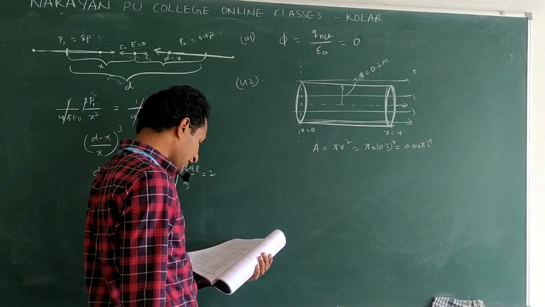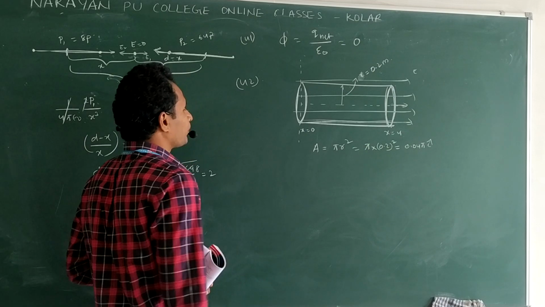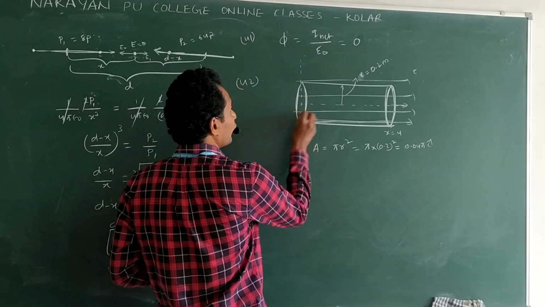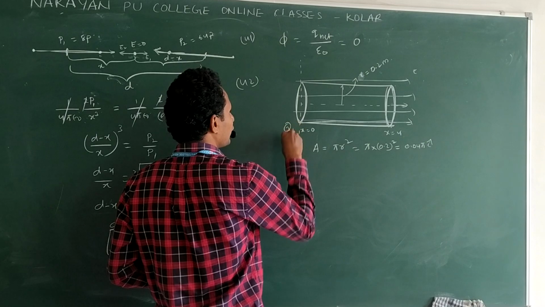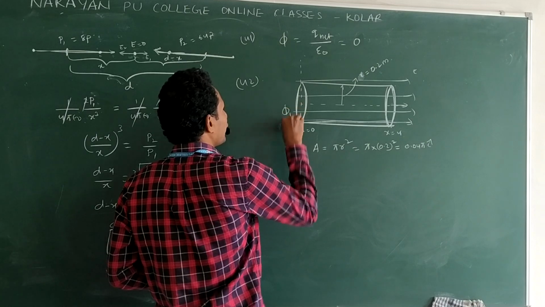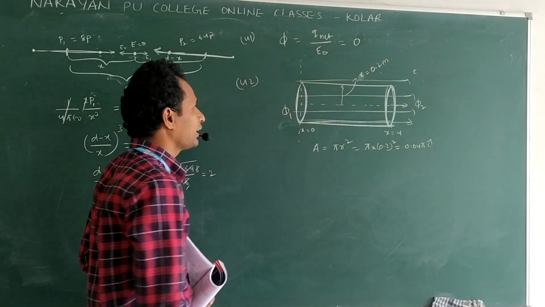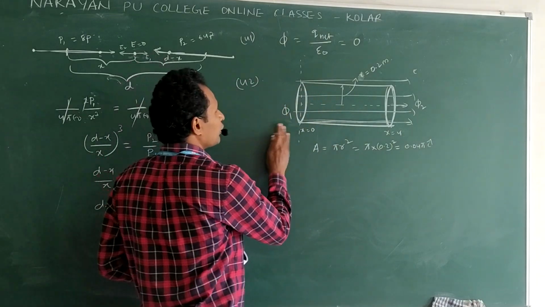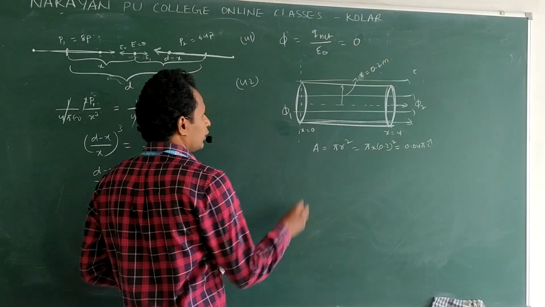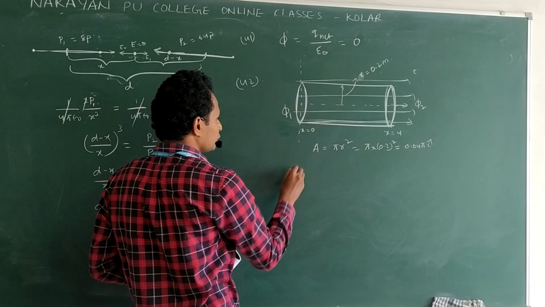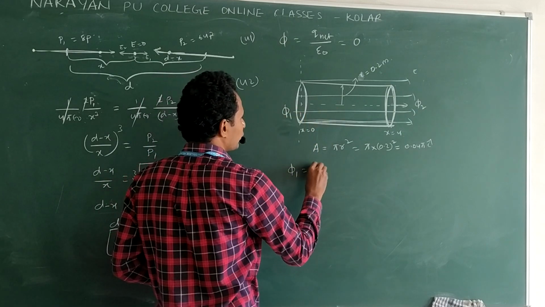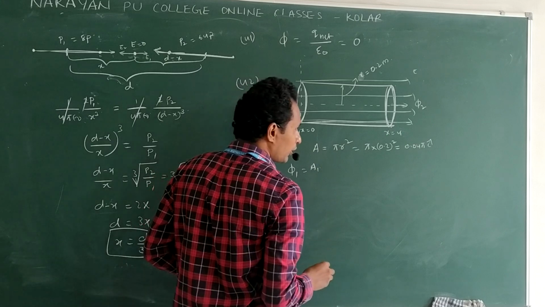Now what they are asking is the net charge enclosed within the cylinder. First we need to find the flux entering at this surface. We will take it as phi 1. The flux leaving from the second place, we will take it as phi 2. Then we will follow Gauss law. Now first find out phi 1. Phi 1 is equal to A1. What is the flux formula?